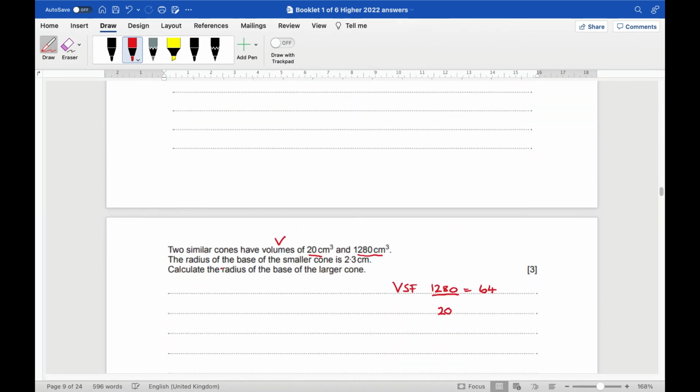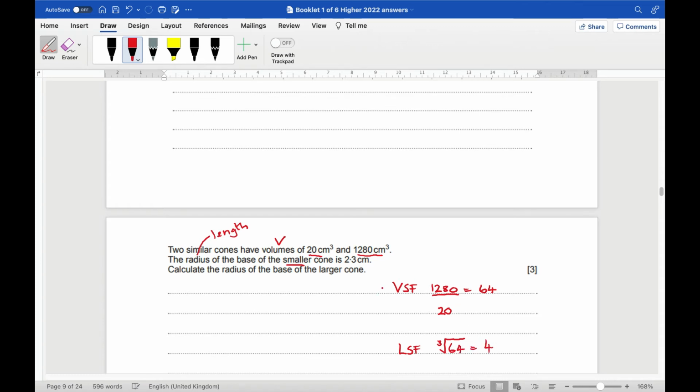The radius. Now, the radius is a length. The radius of the base of the smaller cone is 2.3. What is the radius of the base of the larger cone? So what I need is the length scale factor. In other words, I have to not square root, but cube root 64. Again, you can use your calculator to do that, and it's 4.